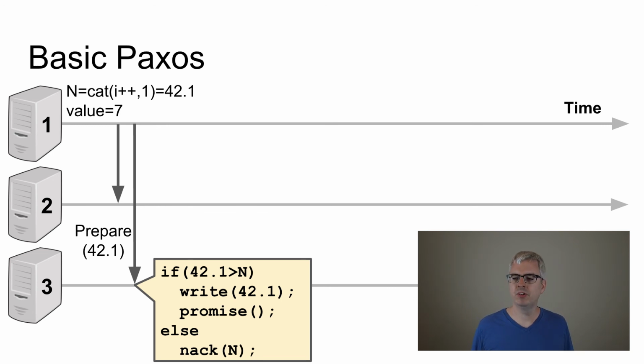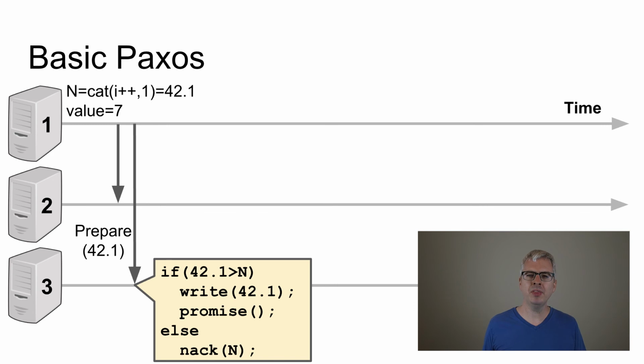Each of these acceptors, upon receiving a prepare message, looks at the n they were just sent, compares it to the biggest n that they've seen so far, and if the n they just got sent is bigger than what they've seen so far, they write it to disk so that they always remember the biggest n that I've seen, even if I reboot. They then respond with a promise message, which is just sent back to the proposer saying, I promise to ignore any smaller n's and I've saved it on disk.